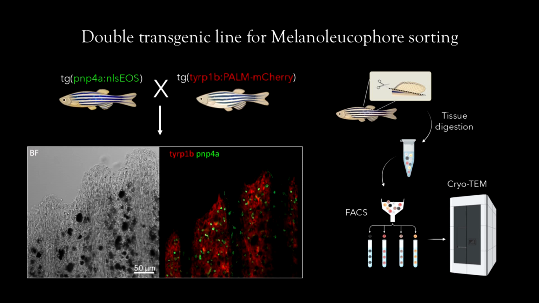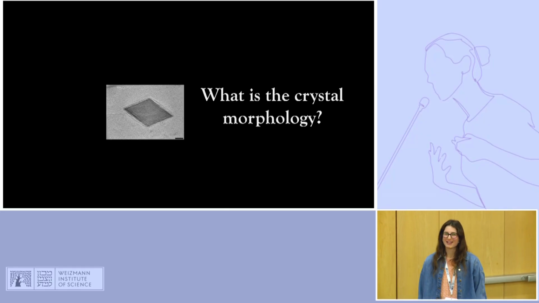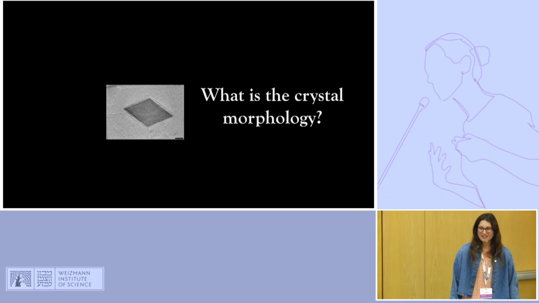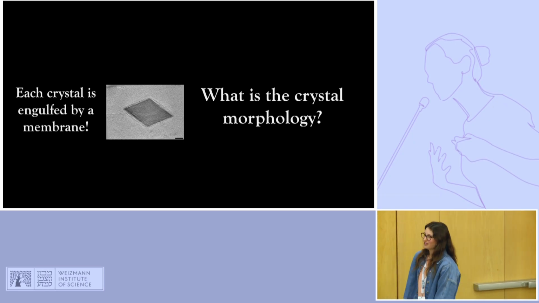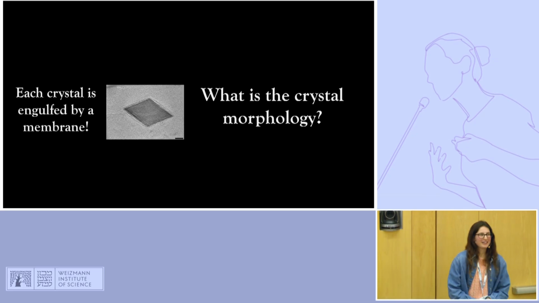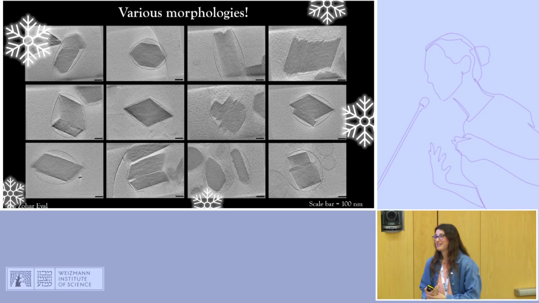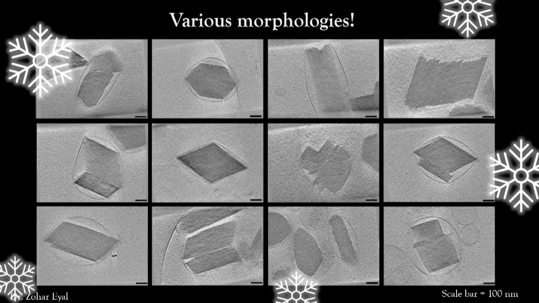methodologies, such as cryo-TEM, which is, if you don't know, a great electron microscope that really gets you inside these cells. So what we could ask is, what do these crystals look like? What is their morphology? And the first thing we notice is that each crystal is engulfed by a membrane. They were all membrane bound. The second thing we noticed is that they had so many different shapes and sizes, kind of like snowflakes. We couldn't see two crystals that looked the same.